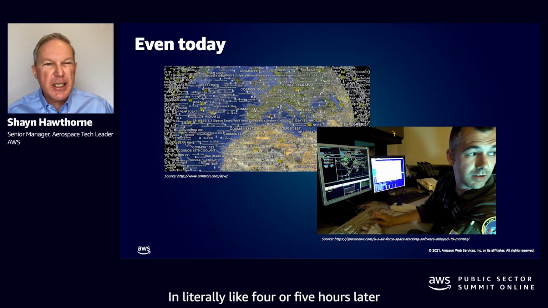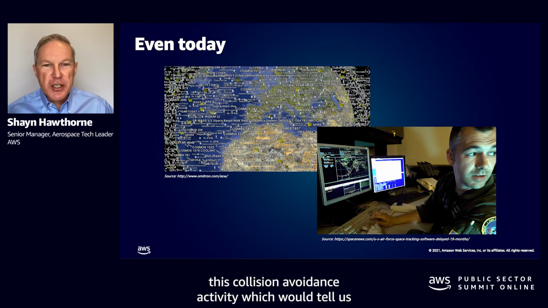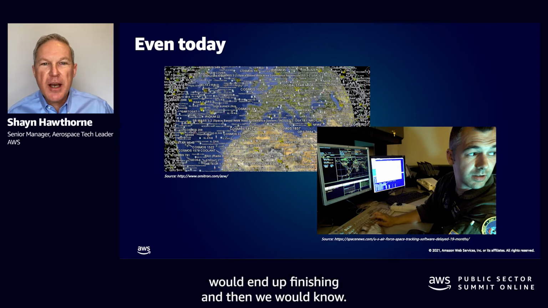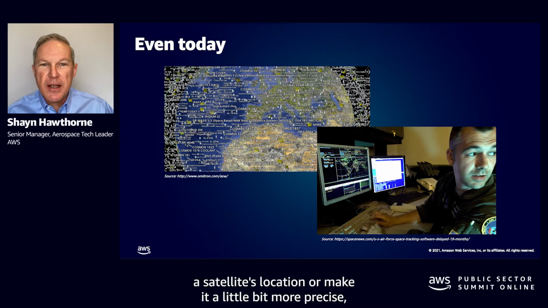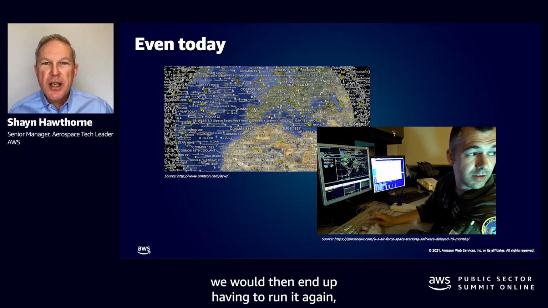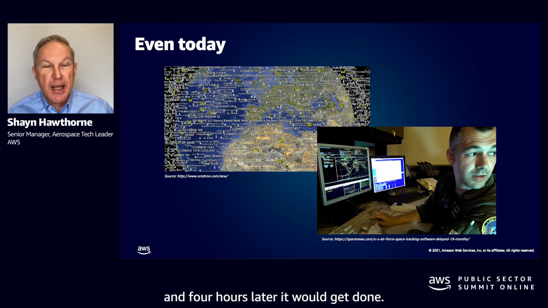And literally 4 or 5 hours later, this collision avoidance activity, which would tell us if two satellites were going to come close to each other, would end up finishing, and then we would know. And if we had some need to maybe update a satellite's location or make it a little bit more precise, we would then end up having to run it again. And 4 hours later, it would get done.